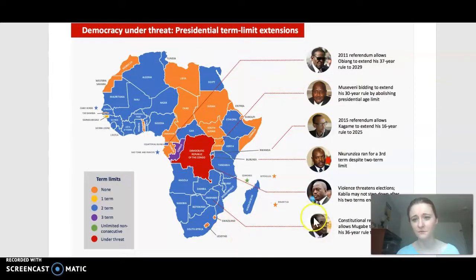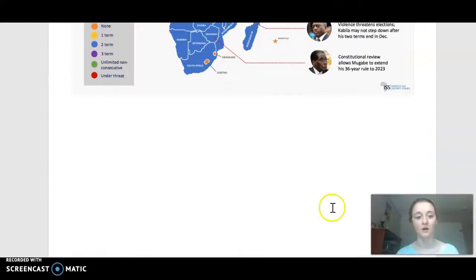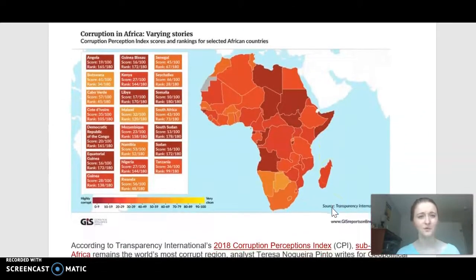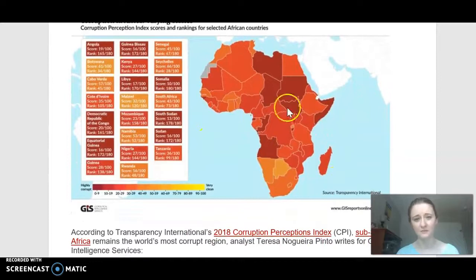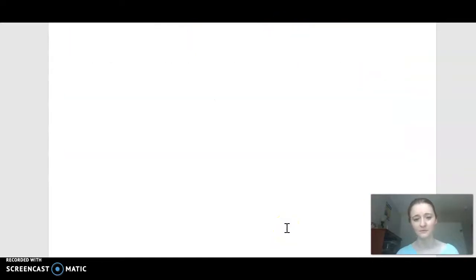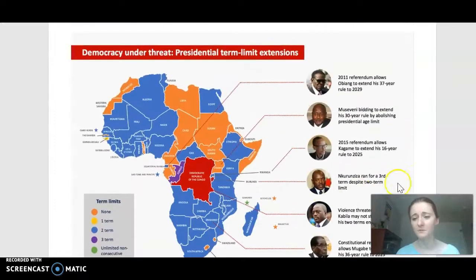This also shows information. This might also help you because it's talking about term limit extensions. You could probably use this as part of your chart. Okay. Corruption in Africa talks about some of the varying perceptions of corruption, how people feel about it. So I'll also post that for you to take a look at. It should help you, and it's kind of interesting.